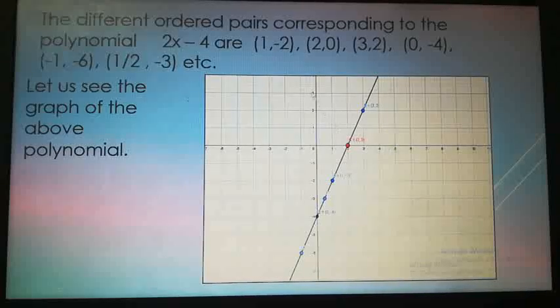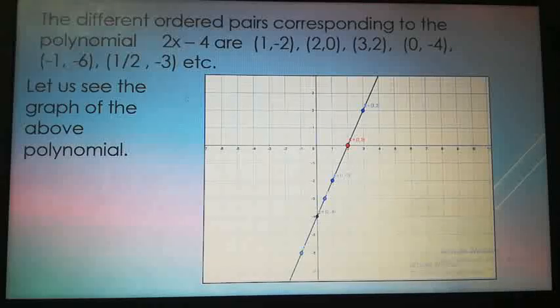X-axis, the horizontal axis, and Y-axis, the vertical axis. And each point is plotted, for example, the ordered pair (1, -2). The first value is the value along the x-axis. Since it is 1, the x-coordinate is 1, moving 1 unit to the right side of the origin. And the y-coordinate is -2, so going down 2 units. So this is the point A, the ordered pair (1, -2).